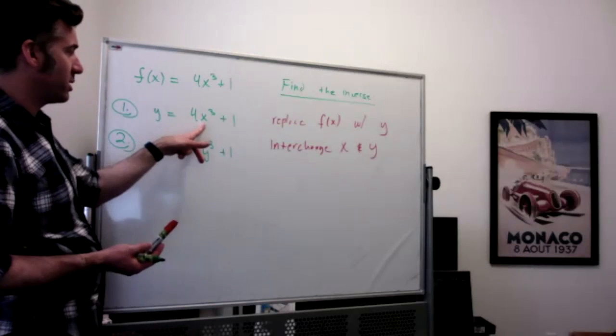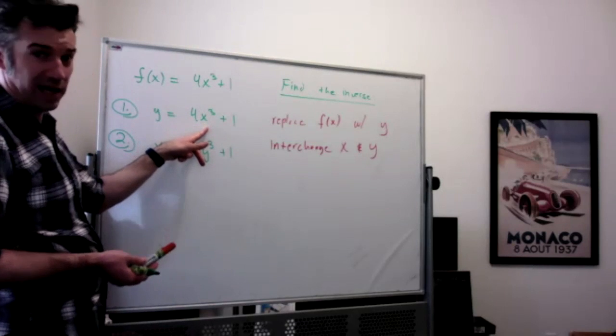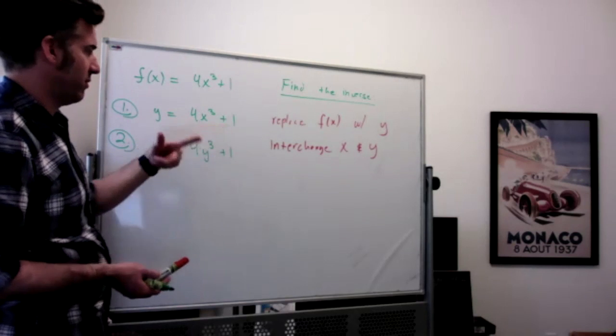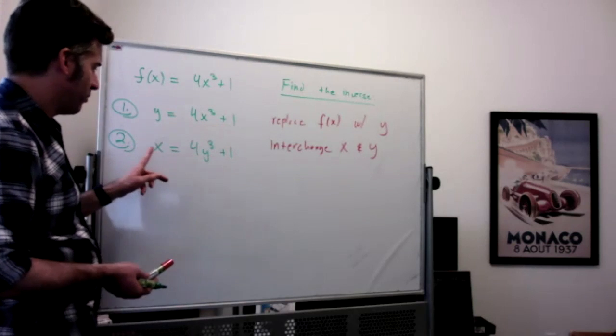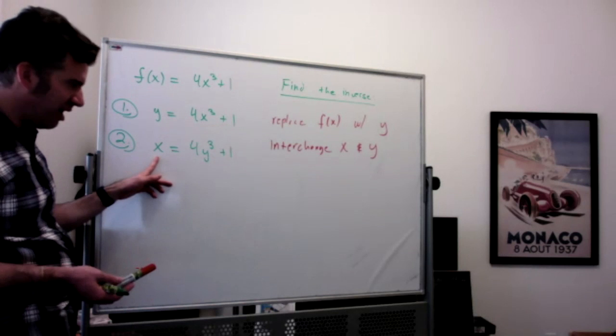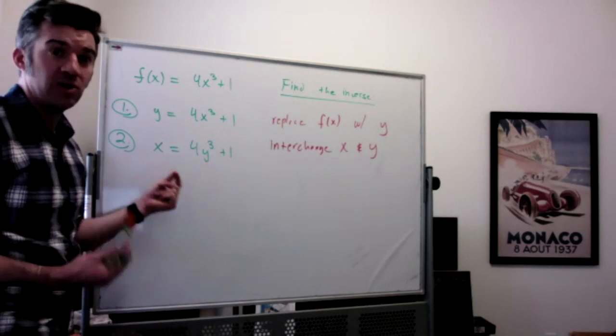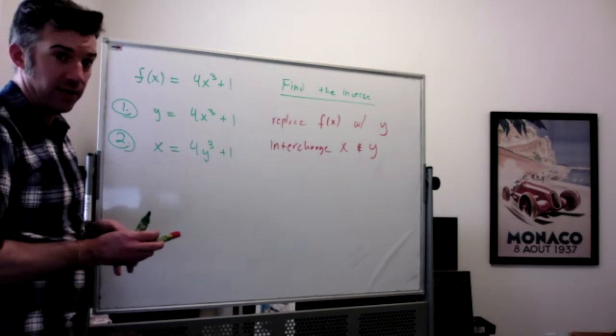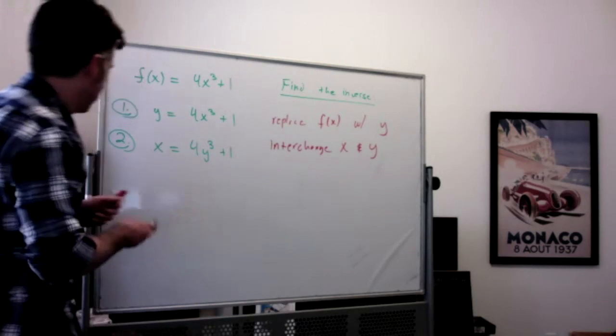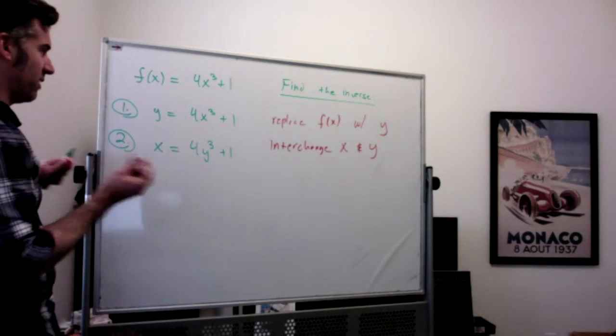Here, if you put in x equal to 1, you would get y equal to 5, right? Because 4 times 1 plus 1. Here, if you put in y equal to 1, you get x equal to 5. So you interchange the roles of x and y by interchanging the roles of x and y. Step 3 is the step where stuff actually happens.